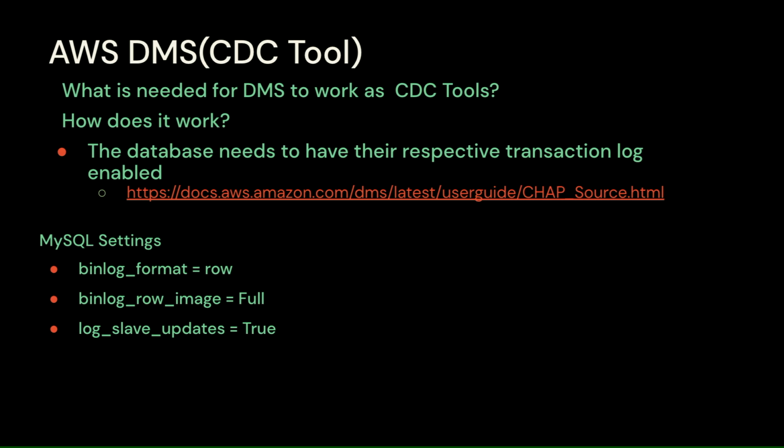For our scenario, we're using MySQL as our source. The two main configs you need are binlog_format equal to ROW, and binlog_row_image equal to FULL. And then, if your source is not a MySQL primary database, but rather a replica, you also need to set log_slave_updates equal to true.